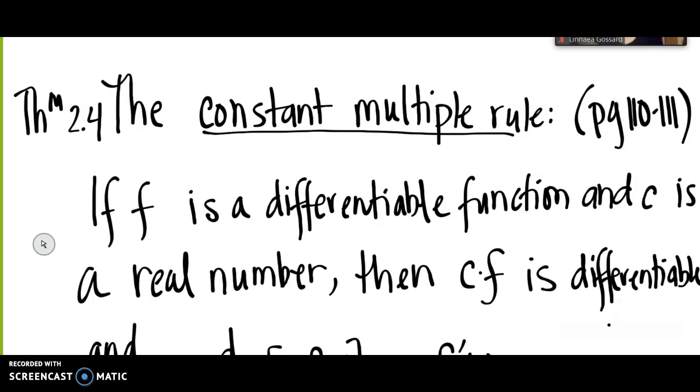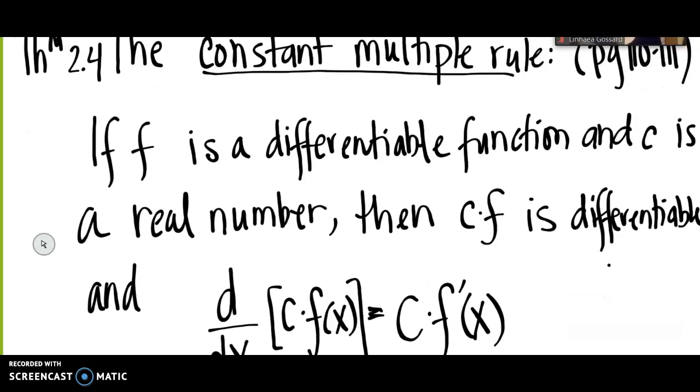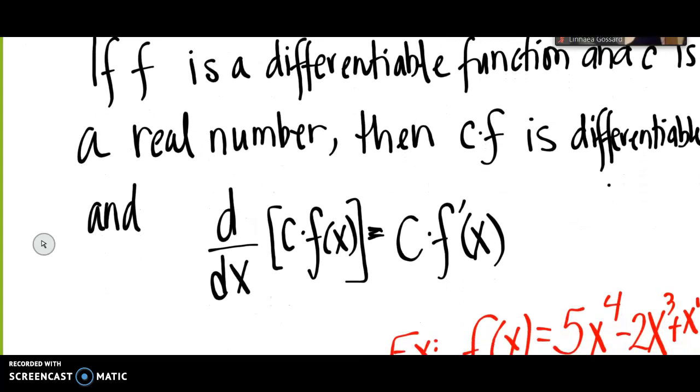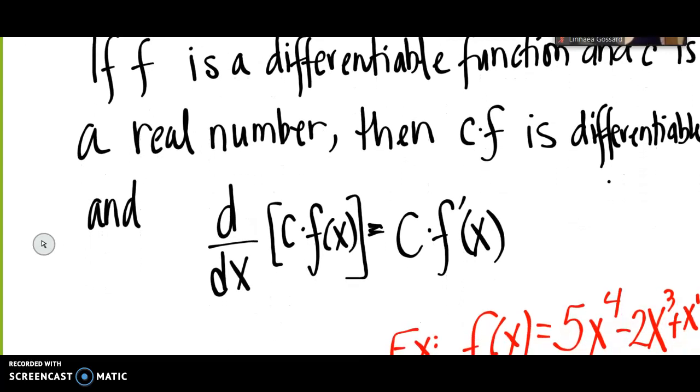Okay, that's okay. The constant multiple rule says if f is a differentiable function and c is a real number, then if you take that constant and multiply it by f, it is also differentiable, and the derivative of a constant times a function is: you leave the constant and you multiply it by the derivative of the function. Anybody, are you writing this down?